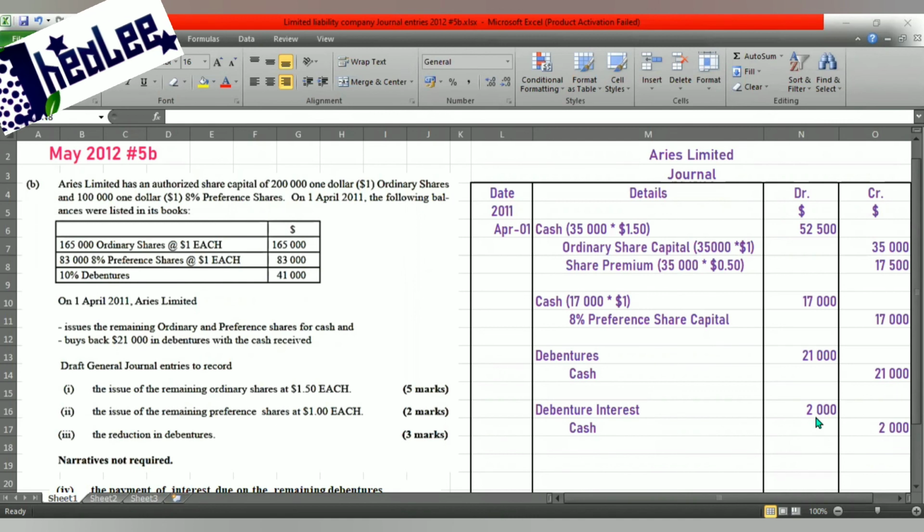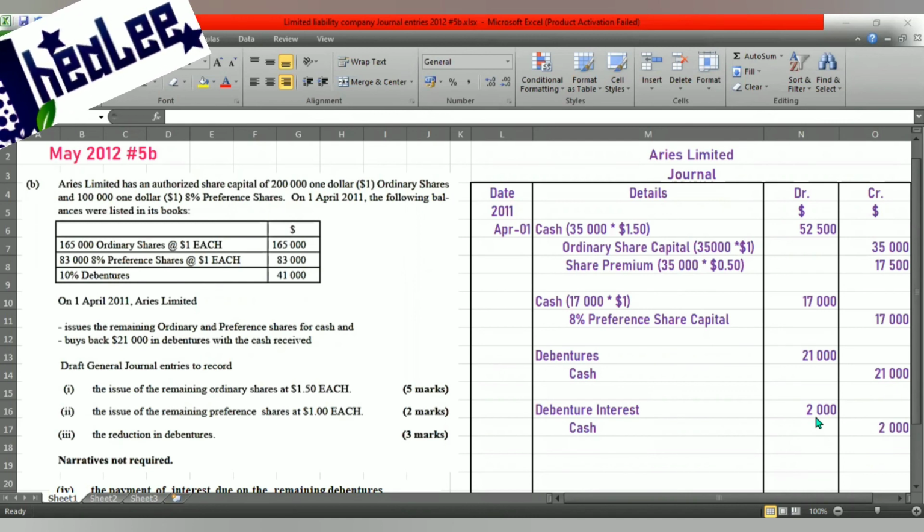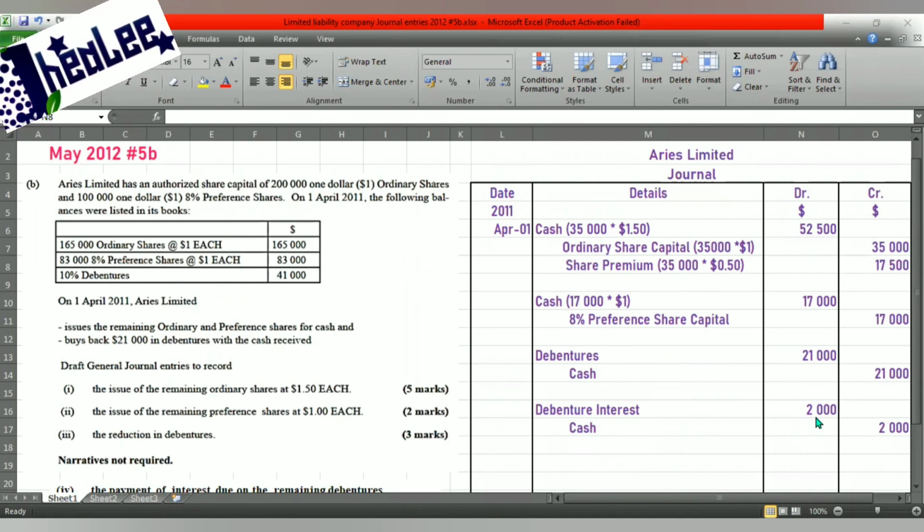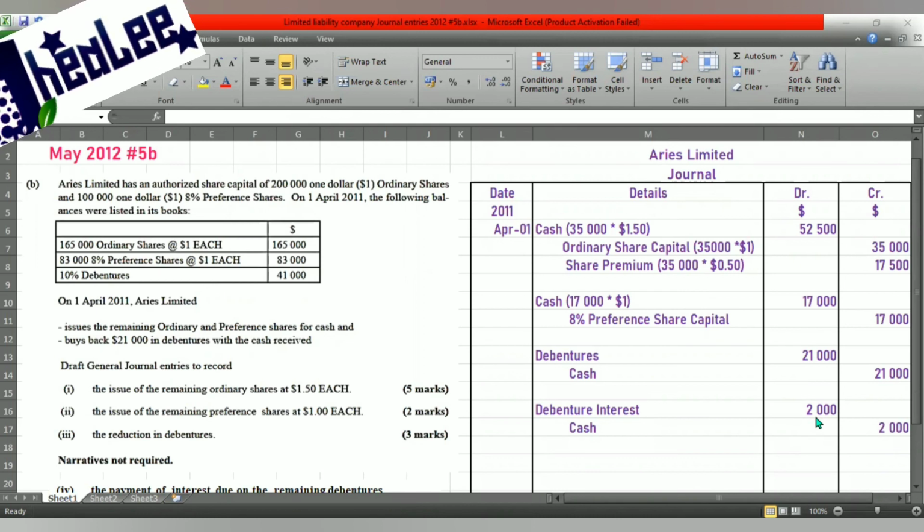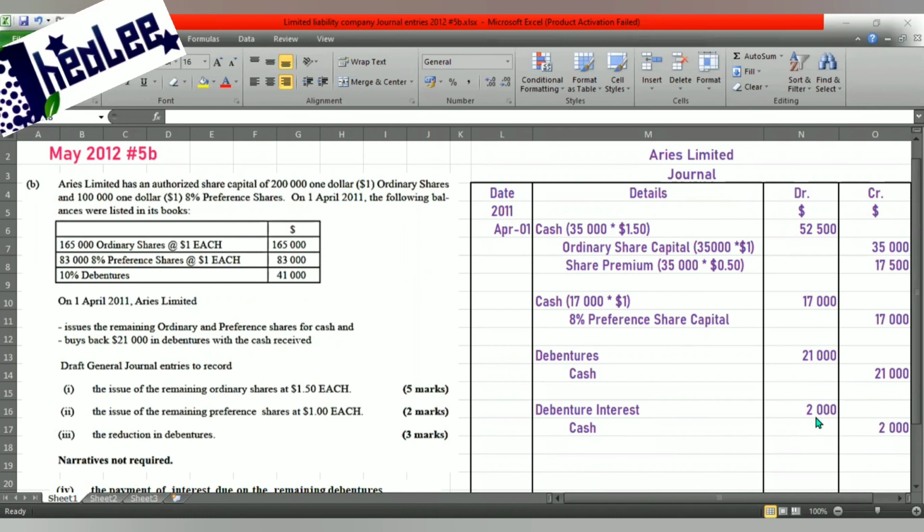In our next lesson, we're going to look at a worked example in preparing financial statements for a limited liability company.